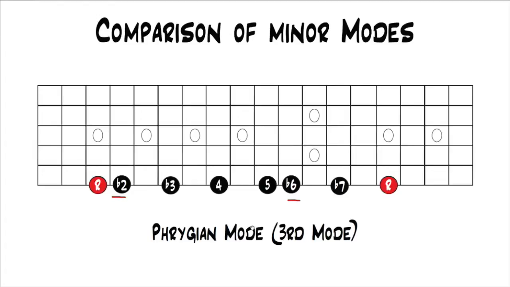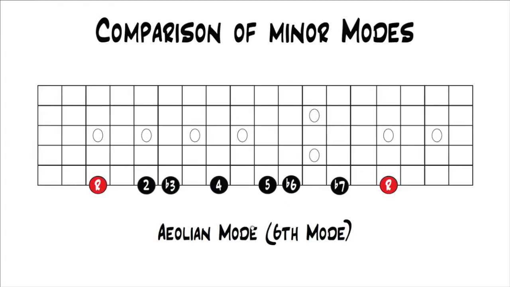The Dorian had a major second and a major 6. So Phrygian is a much darker minor mode than the Dorian mode. And then the last minor mode is Aeolian, and that's the 6th mode. So your minor modes are the 2nd, the 3rd, and the 6th modes.